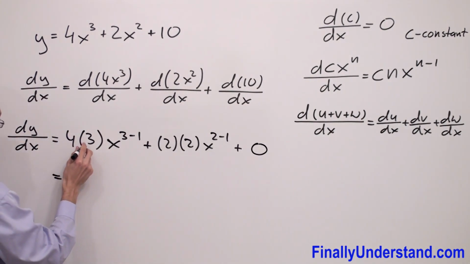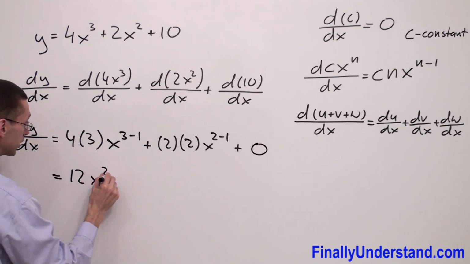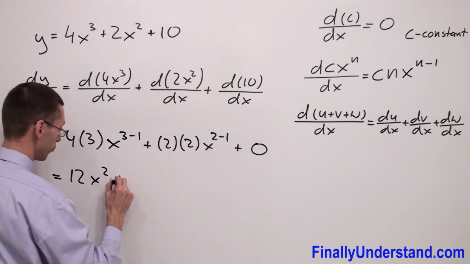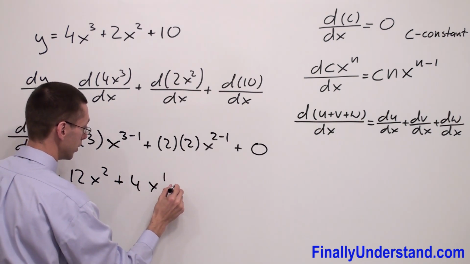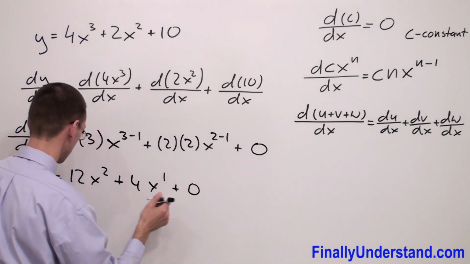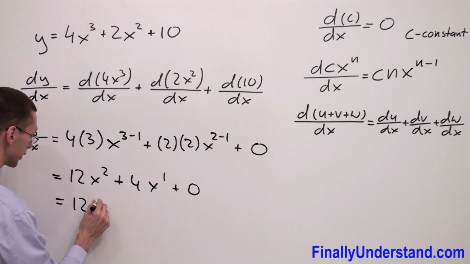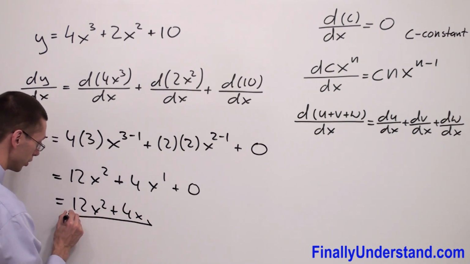and I'm going to obtain 4 times 3 is equal to 12x to the second power plus 2 times 2 is 4x to the first power plus 0, okay? So we can say that this is equal to 12x squared plus 4x, and this is the solution to my problem.